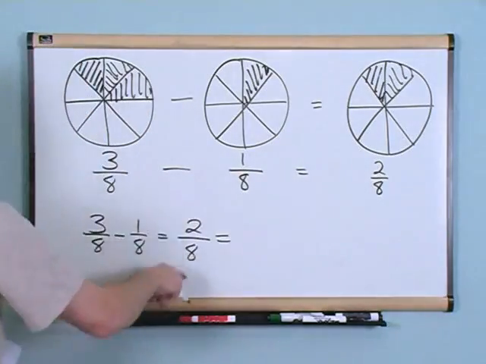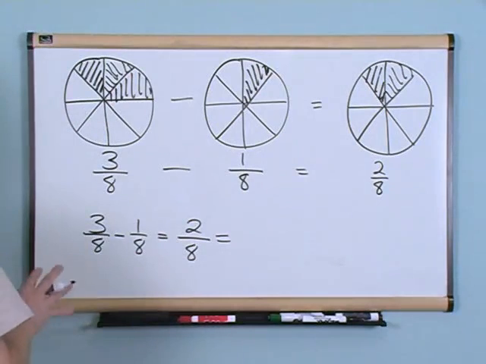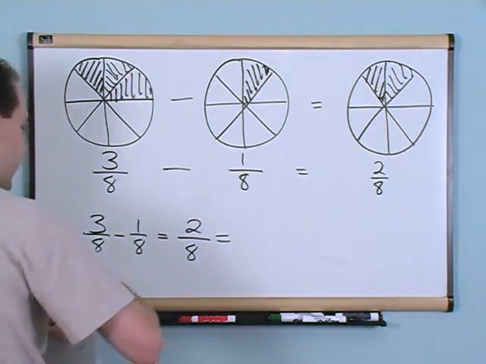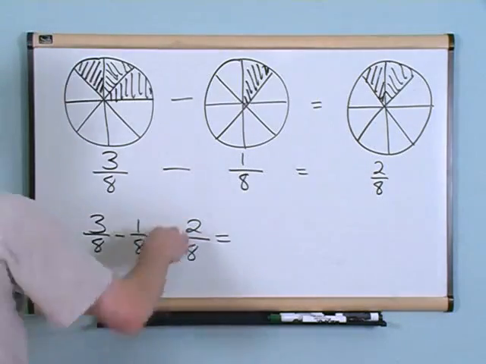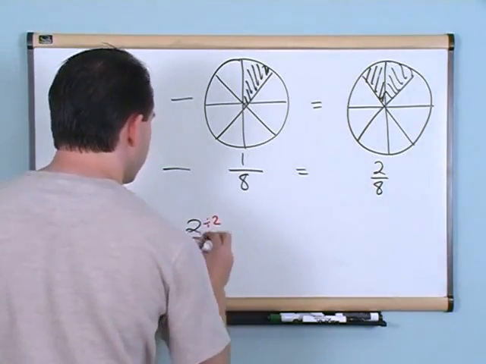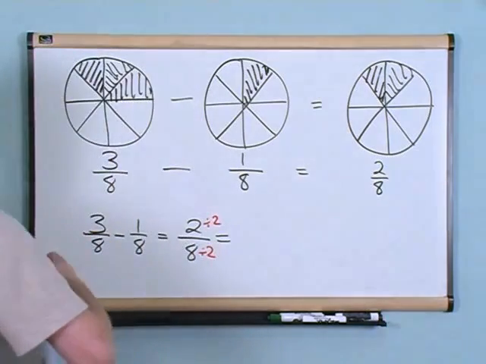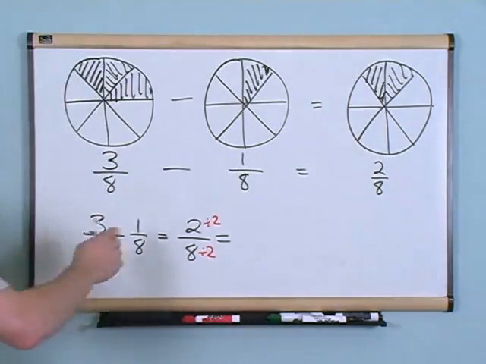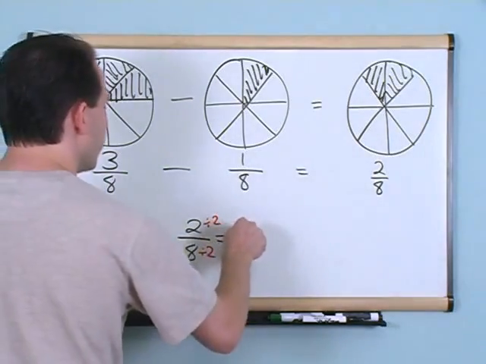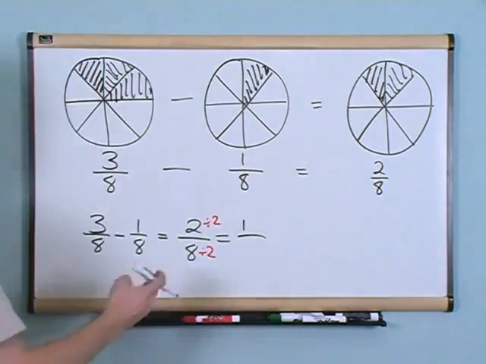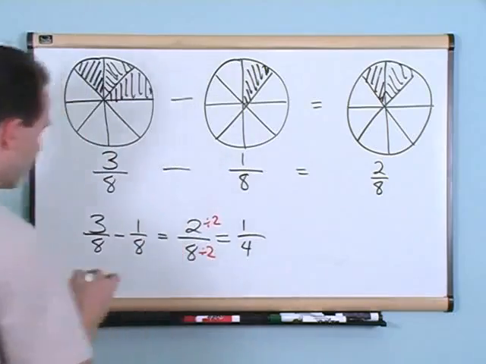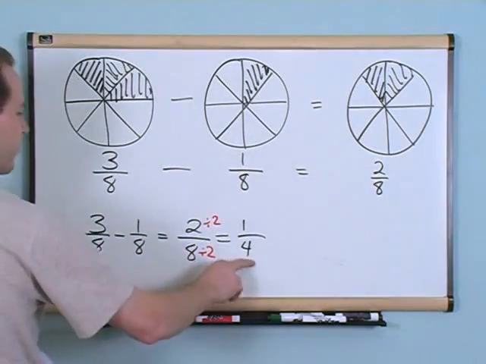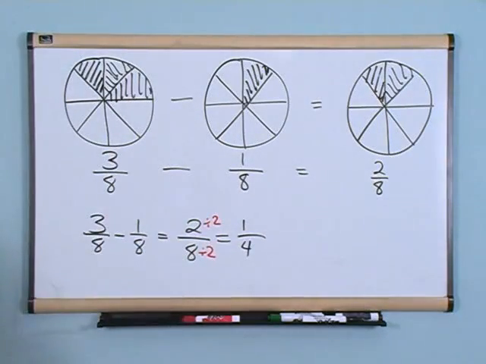But don't forget, you can simplify this, okay, because this can be simplified. How can you do that? Well, I can divide the top by 2, and I can divide the bottom by 2. That's how I can simplify it. Remember, I can divide the top and the bottom by the same number, and that's how I simplify. 2 divided by 2 is going to give me 1, and 8 divided by 2 is going to give me 4. So that is going to be the answer to this problem, 1/4, fully simplified.